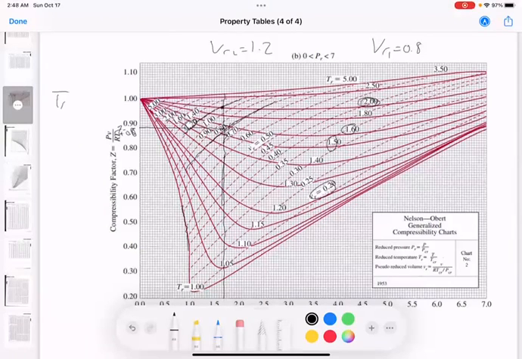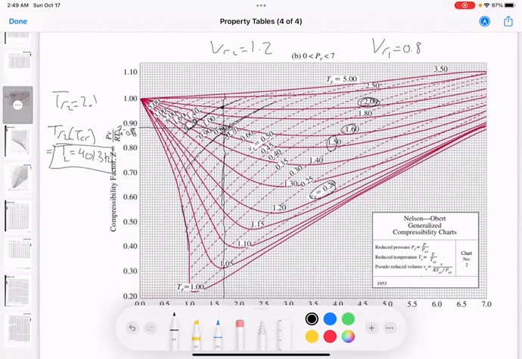So we know that TR2 equals 2.1, and we know that TR is just the real temperature divided by the critical temperature. So TR2 times T critical should give us the temperature we're looking for. It's 2.1 times 191.1, which was the critical temperature we found, getting 401.3 Kelvin. So this is the final temperature as predicted using the compressibility chart.